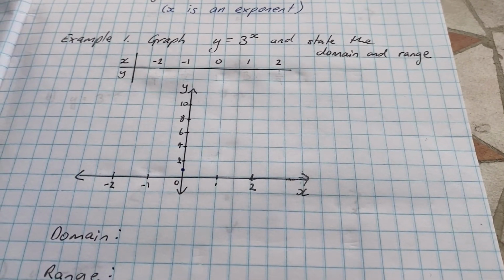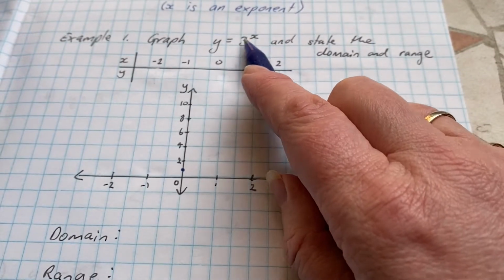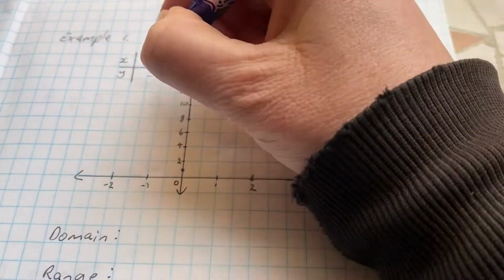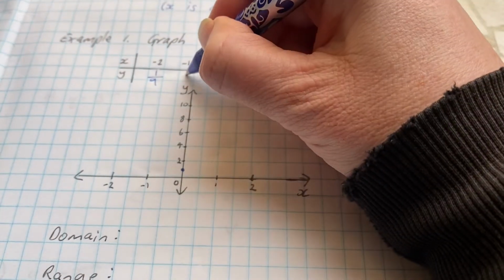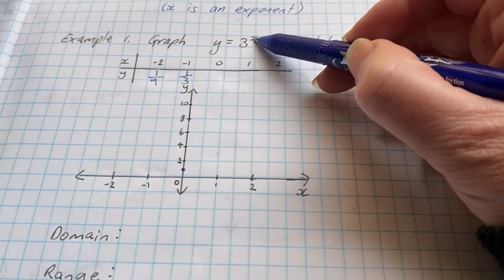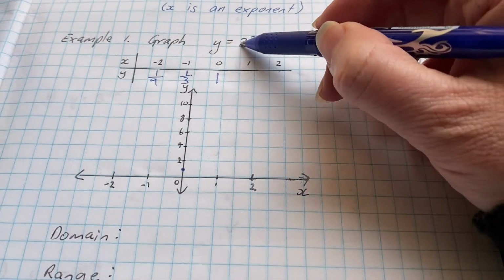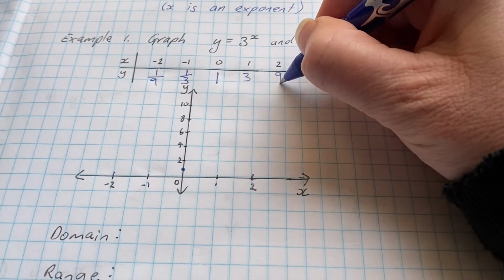Okay, example 1. Graph y equals 3 to the x and state the domain and range. So we're just going to do this by plotting points. When x equals -2, negative power, so 1 over 3 squared, which is 1/9. When x is -1, 3 to the -1 is just 1 over 3. When x is 0, 3 to the 0 is 1. Anything to the power of 0 equals 1. 3 to the power of 1 is just 3. And 3 to the power of 2 equals 9.